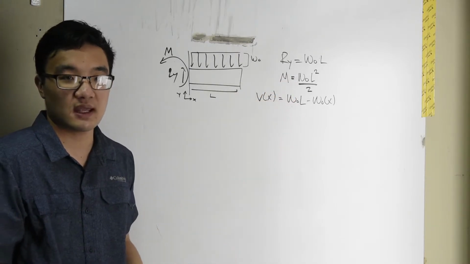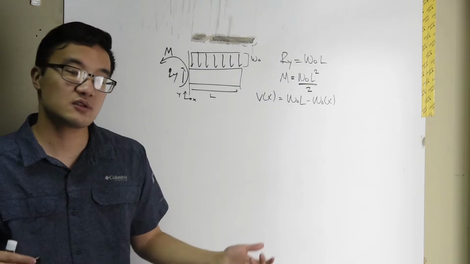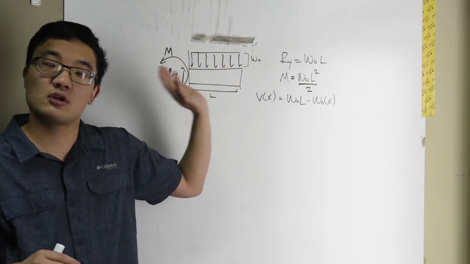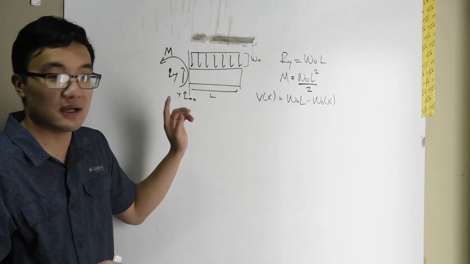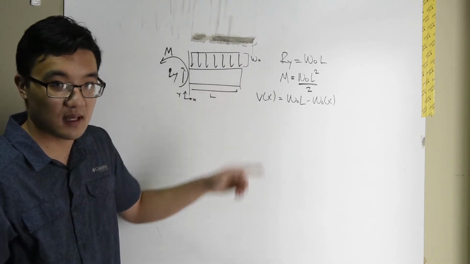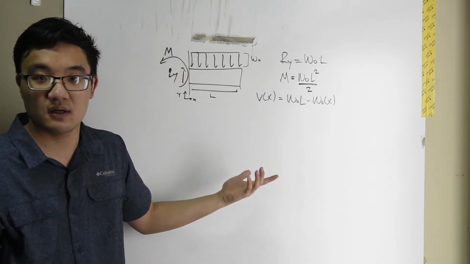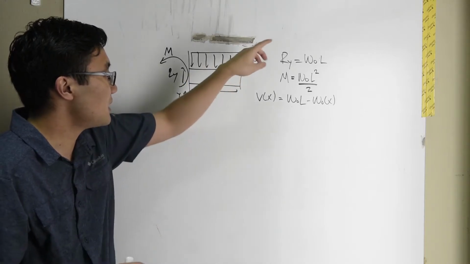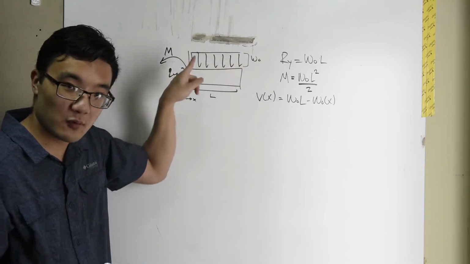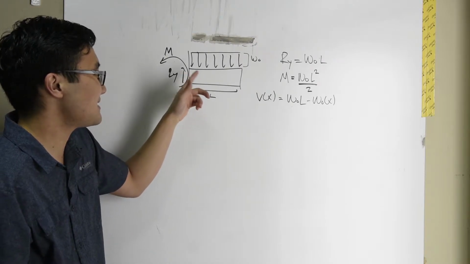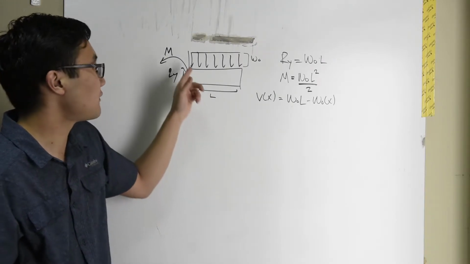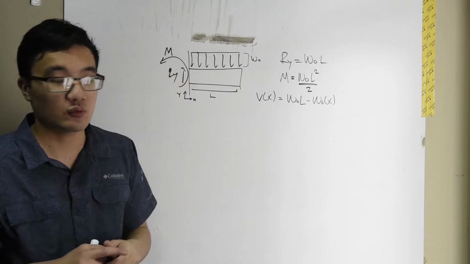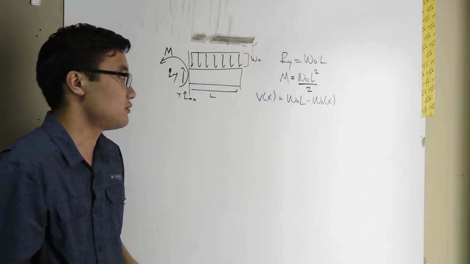If you're wondering where that came from, remember we applied the rule of centroids. We took the distributed load and turned it into an applied force at a point, and that point falls at the centroid of the load. For a rectangle, the centroid is exactly in the middle, so W naught L is the entire force. That's applied at a distance of L over 2 from our reference point, which is the boundary condition at the wall, which is why we get W naught L squared over 2.